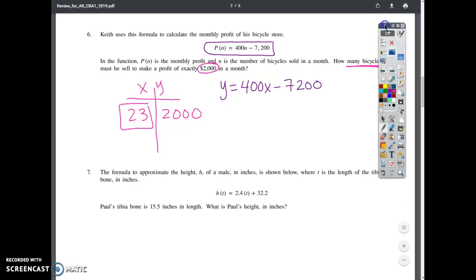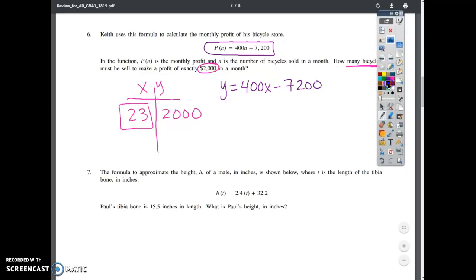Same thing for number 7. We're going to use that equation. Okay? This is y equals 2.4x plus 32.2. And it's asking, okay, how much would it be for 15.5? So you would type 15.5 in the table and see what number it gives you for the height. So you're going to pause, you're going to put this in there, and I'm going to walk around and check your answers.